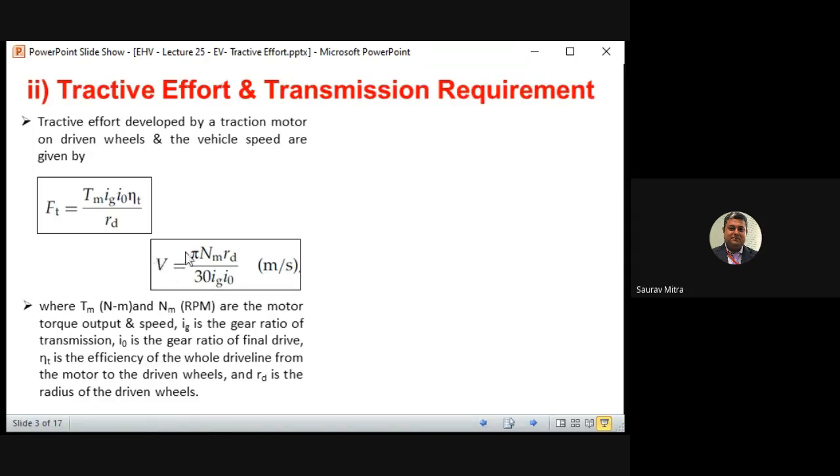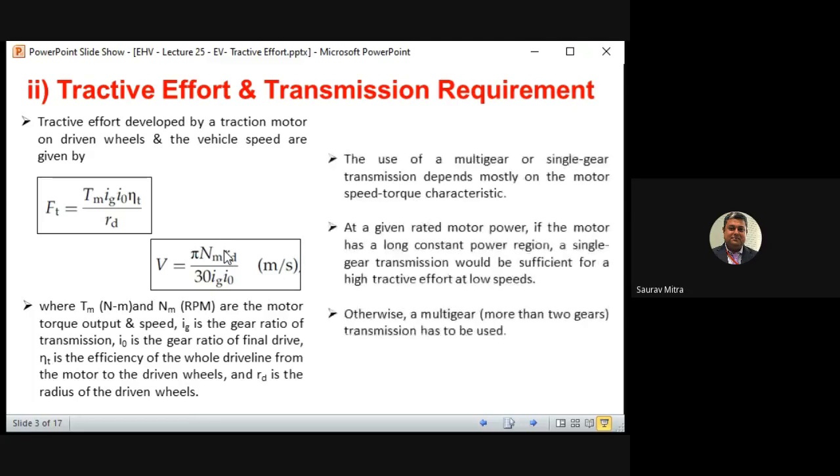While finding the vehicle speed, we have to see what the motor speed is. The motor which is running the vehicle, its speed is given in radian per second, and rd is the radius of the driven wheel. So this was the slide explained yesterday, and there are certain inferences coming out from it. It is saying that the use of multi-gear or single gear transmission. Next we are going to see three graphs, single gear, double gear and triple gear, and how the tractive force is different in all these three cases.